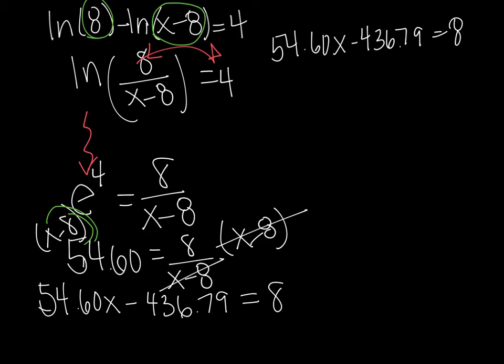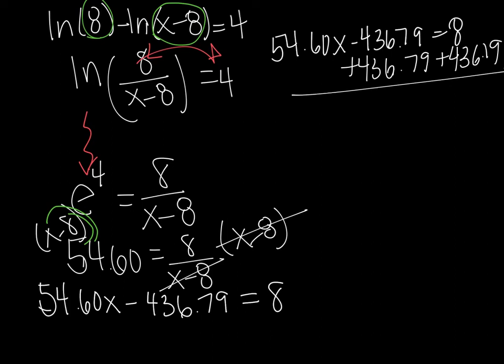So now, if you'll notice, there's only one x here, right? Okay, so you got this x right here. What do you need to do to be able to get x by itself? Add. Very good. What are you adding? Add the 436.79, okay, to both sides. Those will cancel. You're left with 54.60x equals, say it a little bit slower, 444.19. Okay. All right. Is that a 19 or is that a 7-9? 7-9. There you go.